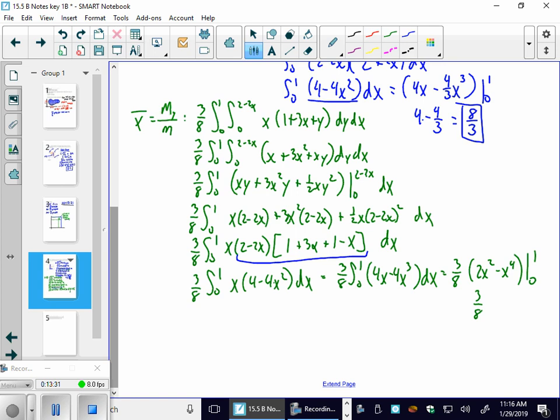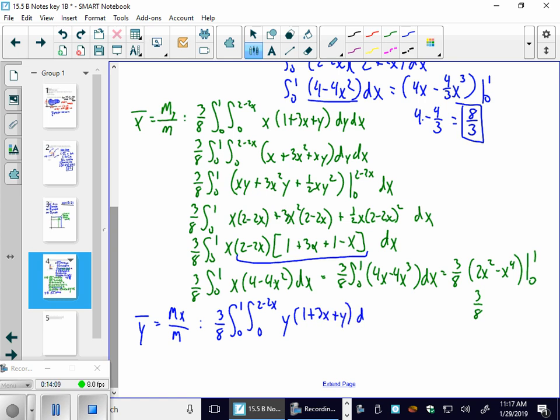All right, I am likely not going to work out y bar just because this is starting to approach 15 minutes already. I want to keep this under 20 if I can, but we'll set it up. So y bar is mx over m. Once again, dividing by the mass is going to be multiplying by 3/8 out front. The bounds are the same. Still do it as a type 1. The only difference is now it's y times 1 plus 3x plus y.